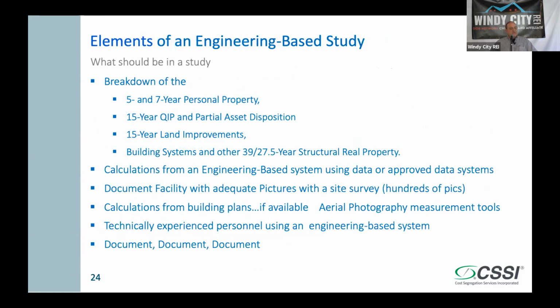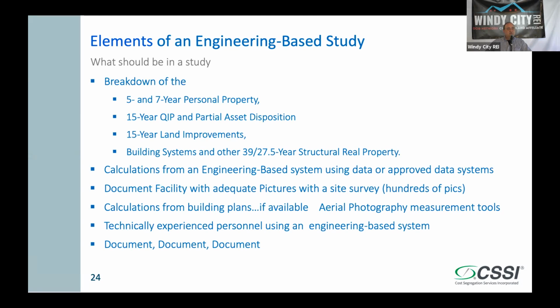I kind of went through this a little bit as far as talking about what are the advantages of an engineer-based study. Now, one thing to watch out for if you're having someone do a cost segregation study is ask the question, is this an engineering-based study? That's the gold standard. There's different levels of cost segregation. I've heard some clients say, well, I got this price. I said, well, does that include a site visit? And they said, well, no. I said, well, that's not going to stand up to any type of an IRS audit. We literally will not do a study unless there's a site visit.